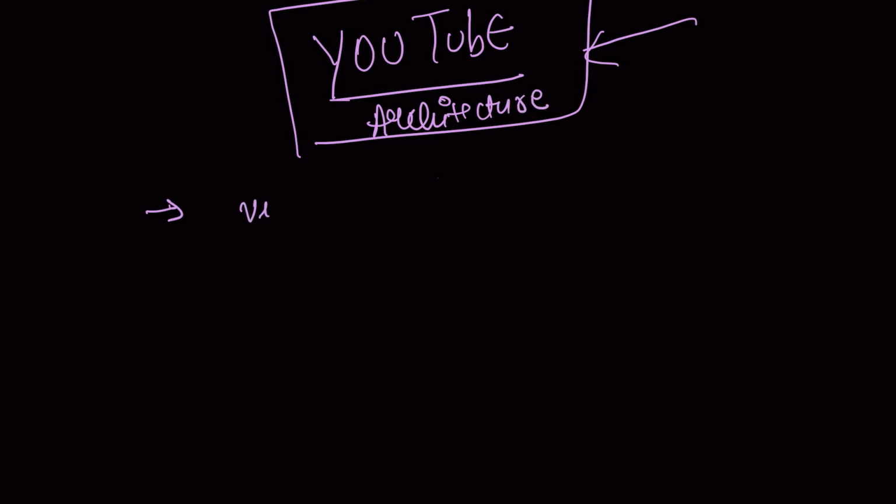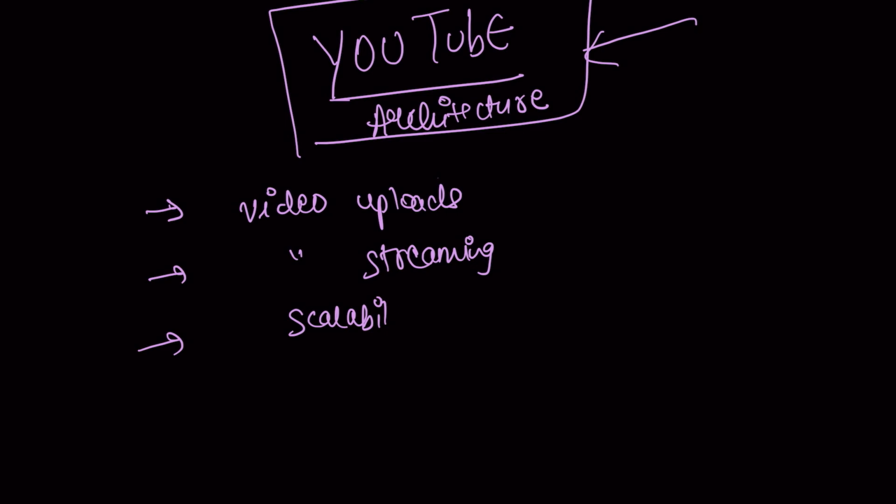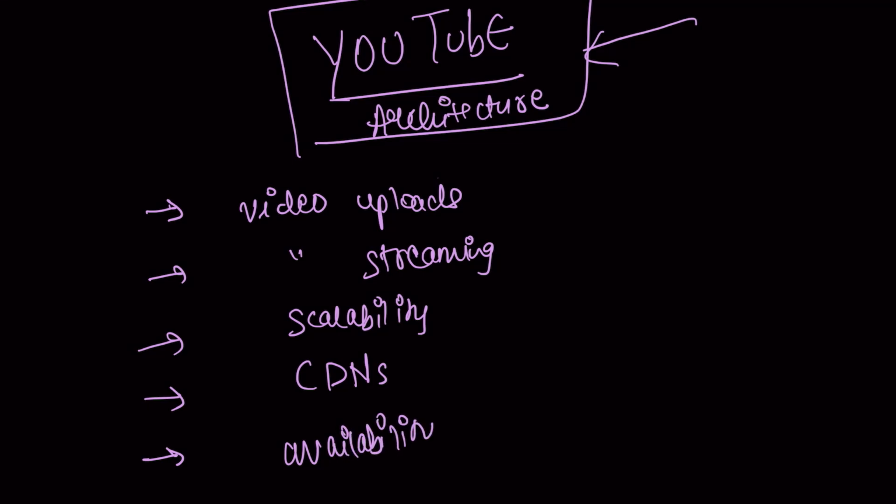In this video, we are going to mainly talk about the video upload system and video streaming system. Then we will talk about the scalability of YouTube, how YouTube scales to billions of users worldwide. Then we are also going to talk about content delivery networks, basically CDNs. And we are also going to talk about how YouTube manages to scale to billions of users worldwide while also ensuring availability to the users and even low latency.